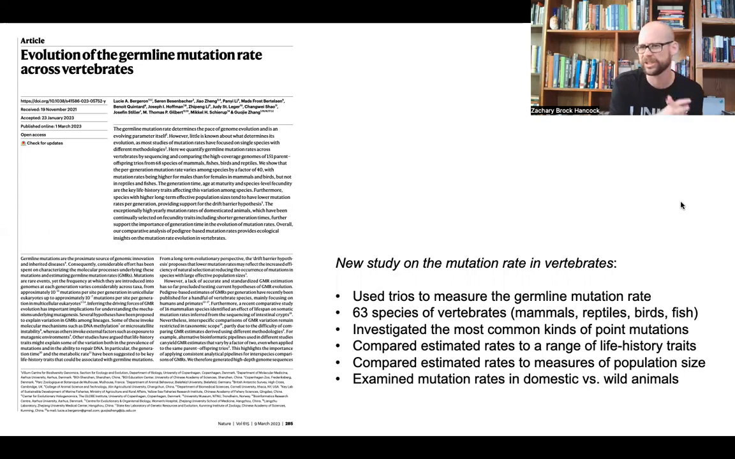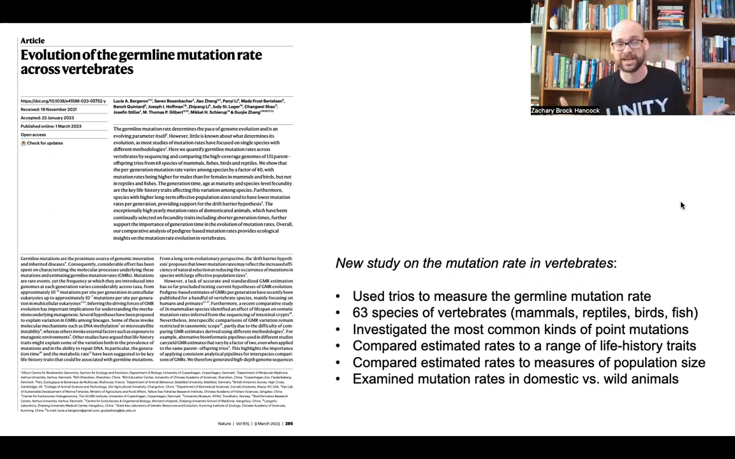That's normally really limited to a handful of model organisms we can pull that off in. So that they were able to do this in 63 species of vertebrates, including mammals, reptiles, birds, and fish, is pretty cool. That's a pretty exciting thing that represents a taxonomic scale. We have not been able to do this in the past.